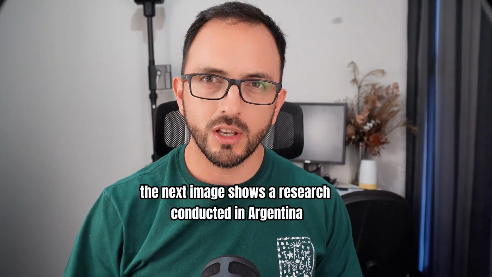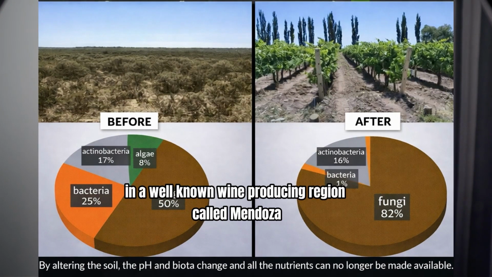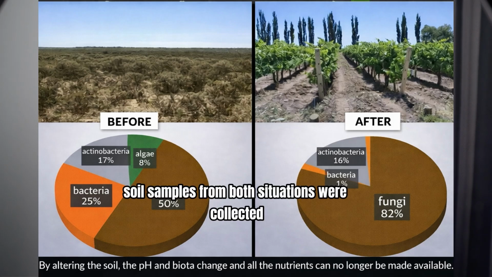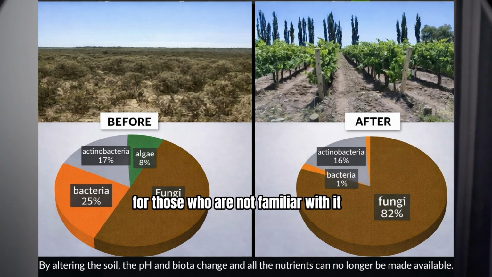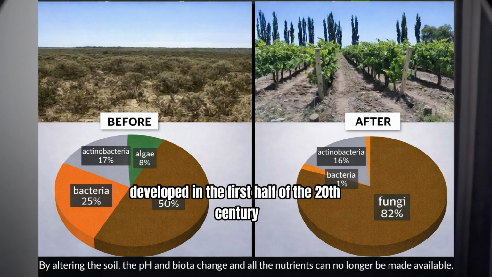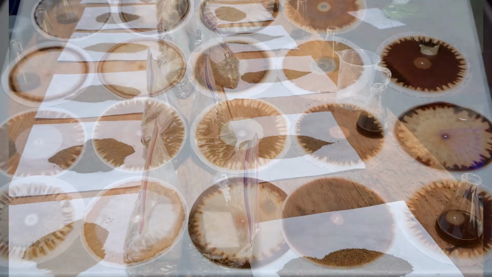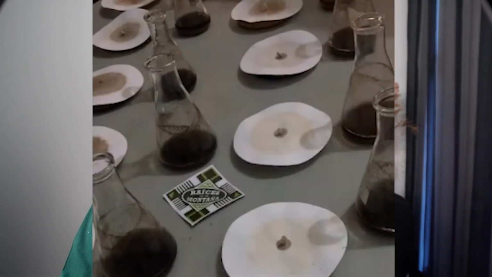The next image shows a research conducted in Argentina in a well-known wine-producing region called Mendoza. Soil samples from both situations were collected and used to produce soil chromatographies. For those who are not familiar with it, soil chromatography is a visual diagnostic technique developed in the first half of the 20th century. Soil chromatography evaluates soil quality through patterns formed on filter paper.